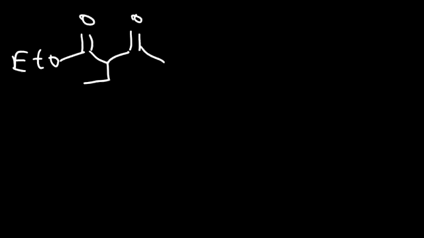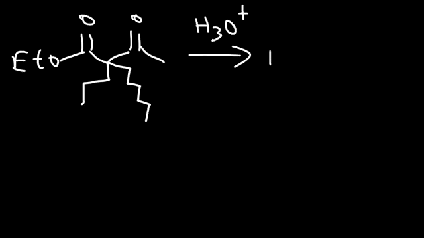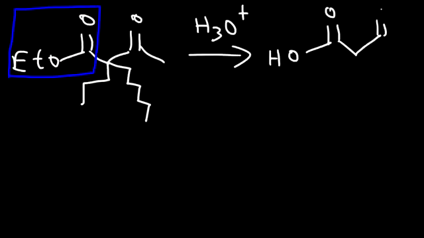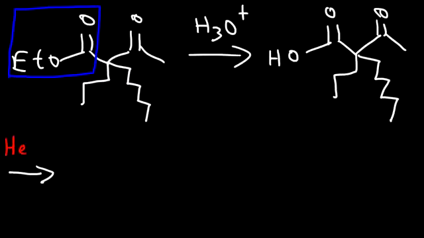So we've added a propyl group and a hexyl group. Now our next step is to acidify the solution, converting the ester into a carboxylic acid. Now for the last step, let's add heat. And so we're going to remove the carboxylic acid functional group, and let's identify the longest chain.